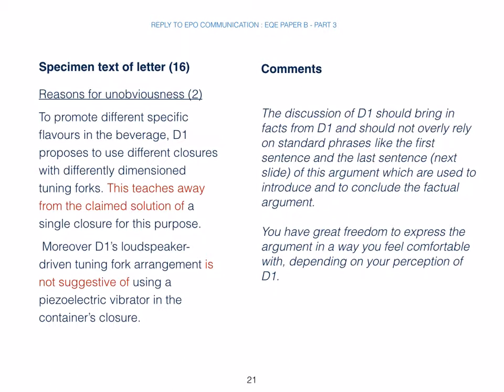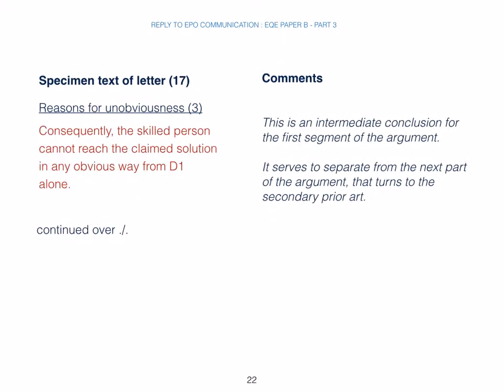Starting from D1 alone, the skilled person finds no hint or suggestion that could guide him towards the subject matter of claim one. Or the last sentence on the next slide, which says, consequently, the skilled person cannot reach the claimed solution in any obvious way from D1. You're going to get credit for the facts that you put in between these standard statements. The standard statements do not count for much on their own. And you have great freedom to express your argument in the way you feel comfortable, depending on your perception of D1. This first part of the argument is concluded on the next slide.